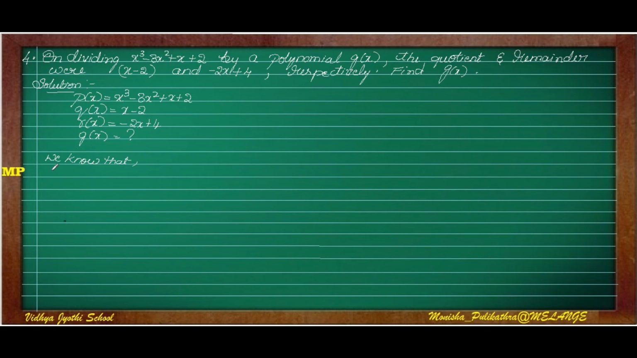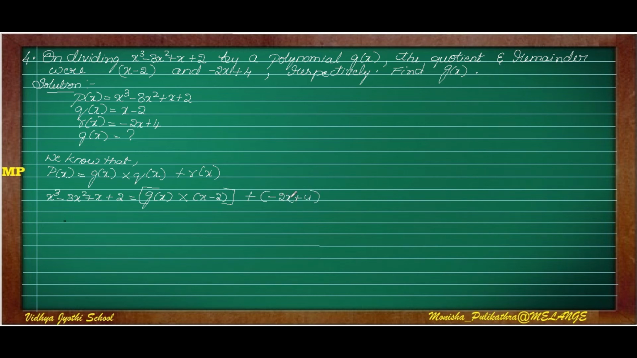We have to write the equation for it. We know that the equation is p(x) = g(x) × q(x) + r(x), where p(x) is the dividend, g(x) is the divisor, q(x) is the quotient and r(x) is the remainder. So we just have to fill in those points. So x³ - 3x² + x + 2 = g(x), which we need to find out, so write as it is, into q(x), which is x - 2. So this should come inside a box, plus r(x). r(x) is -2x + 4.